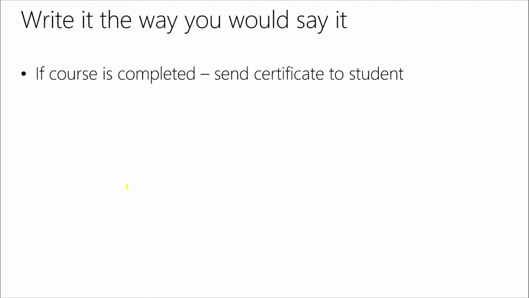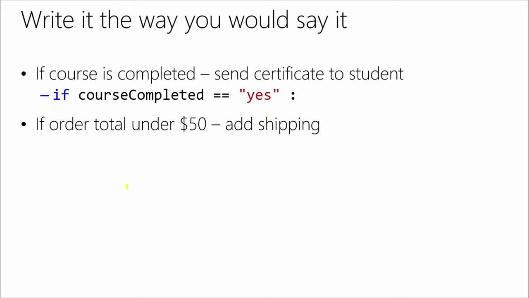So really, when it comes to writing those things out, keep it as simple as possible. What's the easiest way you can state it, and just go with that. Generally I will try to put things in the positive perspective rather than the nots if I have a choice. But the other way I think of it is, think of it how you would say it out loud. If a course is completed, then send a certificate to the student. So you'd say, if course completed is yes, send the certificate. If the order is under $50, add a shipping charge. Then if total is under 50, add shipping.